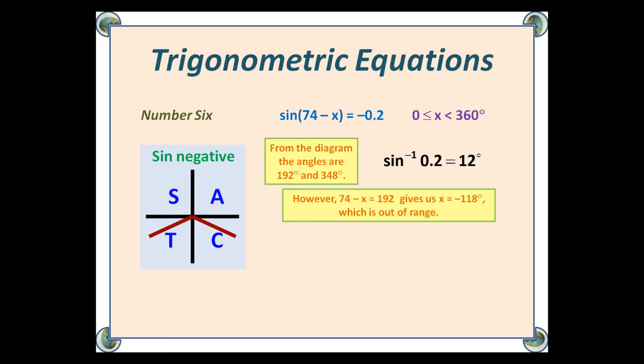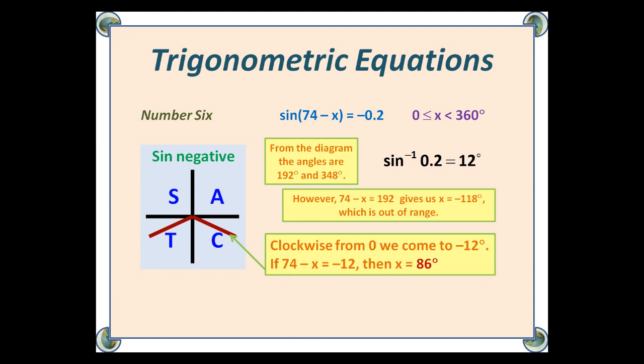However, 74 minus x equals 192 gives us an x value of minus 118 degrees, which is out of range, and 348 would be even worse. So instead, we have to go the other way. We go clockwise instead of anti-clockwise.